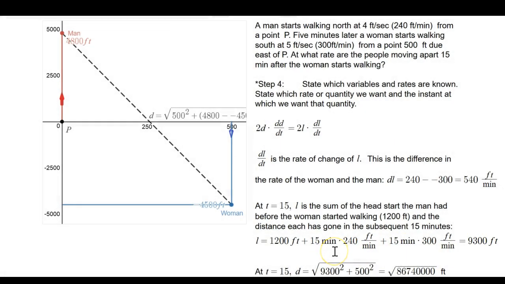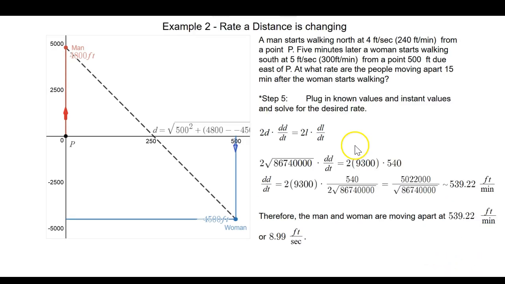And then also at t equals 15, we can determine the length of the hypotenuse just by simply using the Pythagorean theorem. So notice I'm in feet per minute here. So then the last thing is to plug in the known values and the instant values. So plugging in my values of d and dl/dt as well as L, I arrive at 539.22 feet per minute. And that is 8.99 feet per second. So that's the rate at which this point and this point are moving apart after 15 minutes.